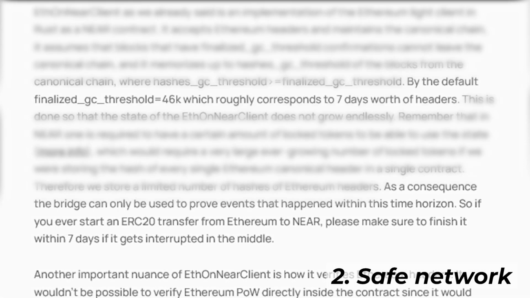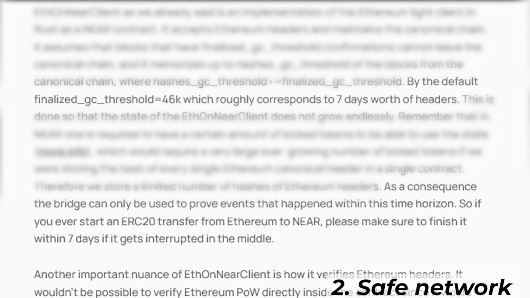For example, in the case of the Near Rainbow Bridge, there is a limit. After 7 days, if the transfer is not validated, the assets could be lost. This is almost a purely theoretical limit, and an event that may never happen on this bridge, but it is possible nonetheless. And for the Axelar developers, probably not is not enough. It has to be impossible.